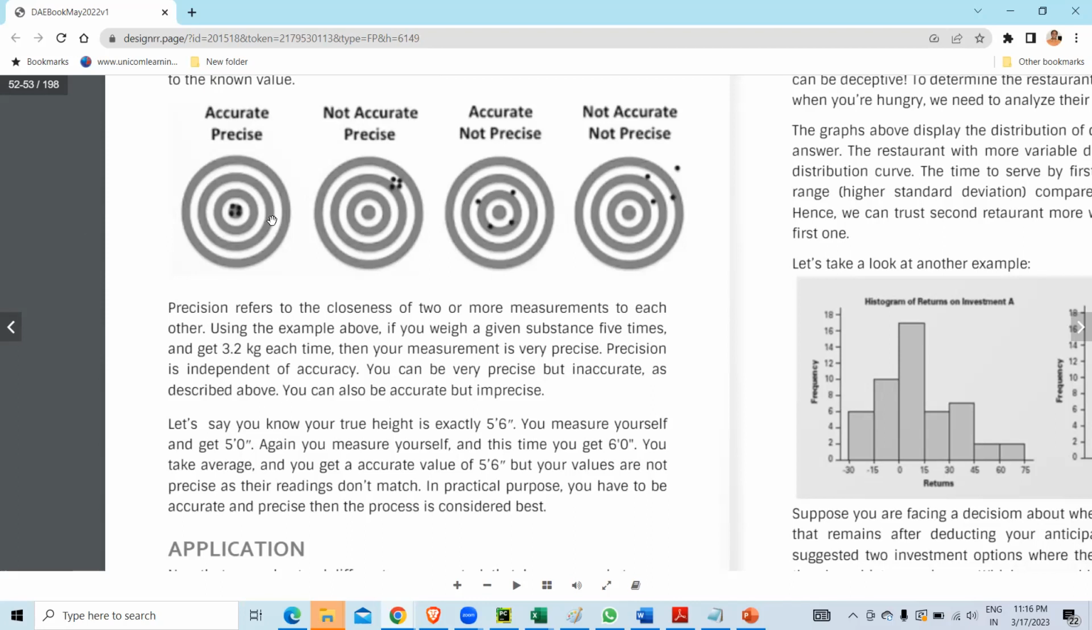The first one is what you want the process to be: highly accurate and highly precise. But your graph can also be not accurate and not precise. That means if you take the average, it is not what you want, and the dots are everywhere. Not accurate but precise is what I'm talking about. Did you understand? Yeah.